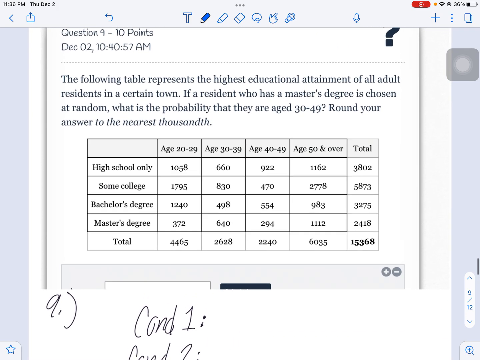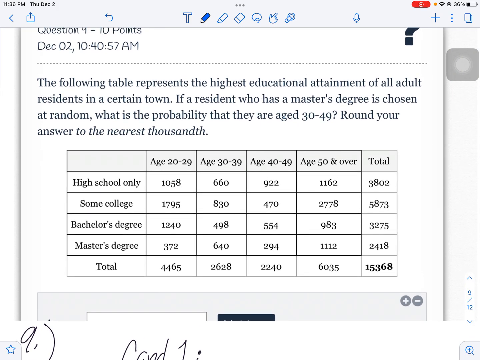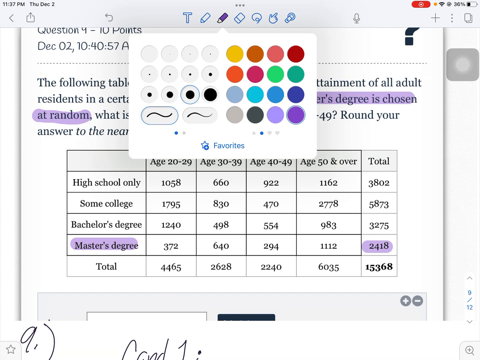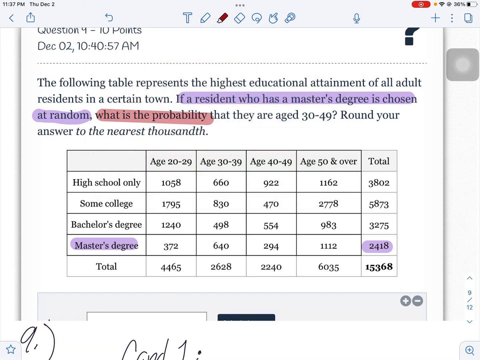Okay, finally, last two, number 9. We're very familiar with these. So this should be a piece of cake, right? So if a resident who has a master's degree is chosen at random, so how many people have a master's degree? How many total? 24, 18, right? What is the probability that they are aged 30 to 49? Well, 30 to 49, kiddos, is both of these right here.